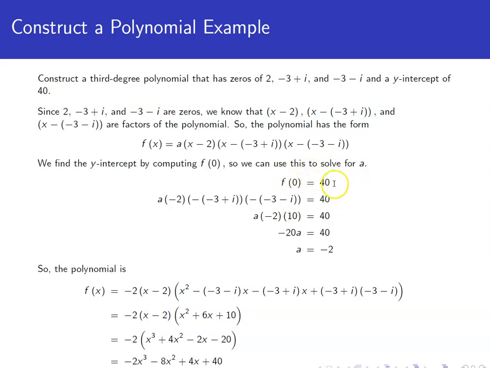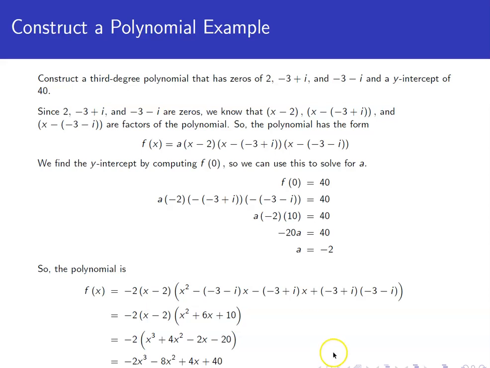So I have this equation now to solve. I set f of 0 equal to 40. f of 0 gives me a times -2 times the negative of (-3 plus i) times the negative of (-3 minus i). If you multiply out the -3 plus i and the -3 minus i, you'll get 10. So we get a times -2 times 10 is 40, or -20a equals 40. Dividing both sides by -20 gives me a equals -2.